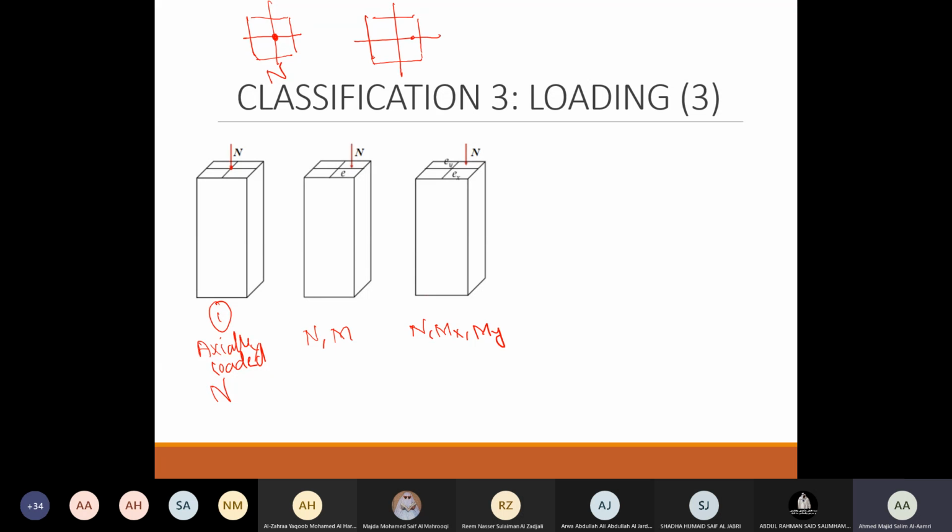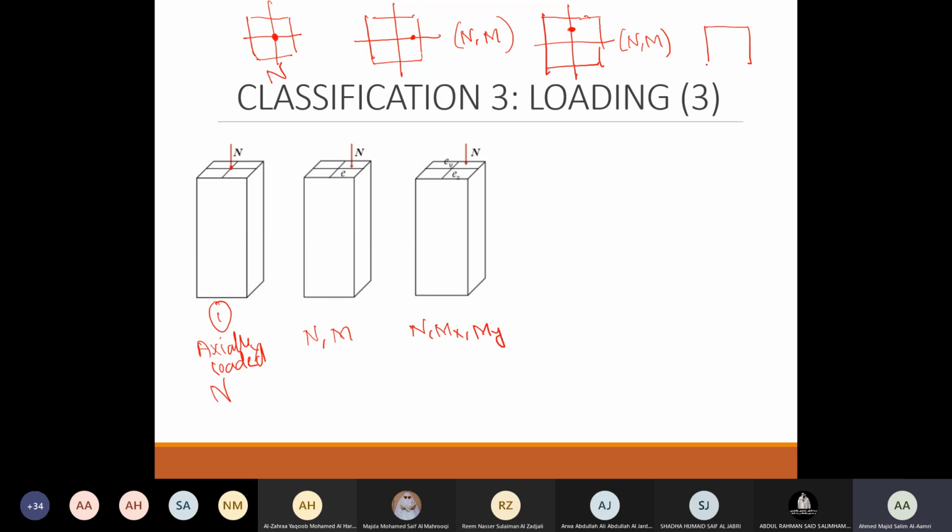If your loading is acting here now, did you move from your center? In how many directions have you moved? One or two directions? One direction. So this is going to be N and M, one M, whether it's X or Y. If we're having another scenario, where it's like this, how many directions have we moved? One as well. So it's going to be N and M.